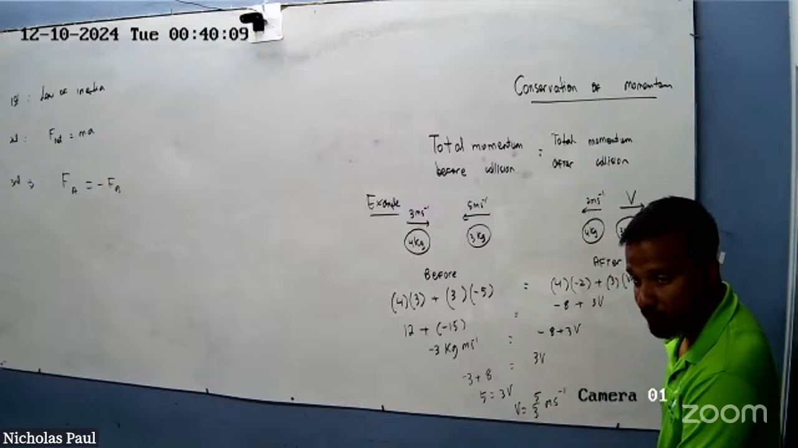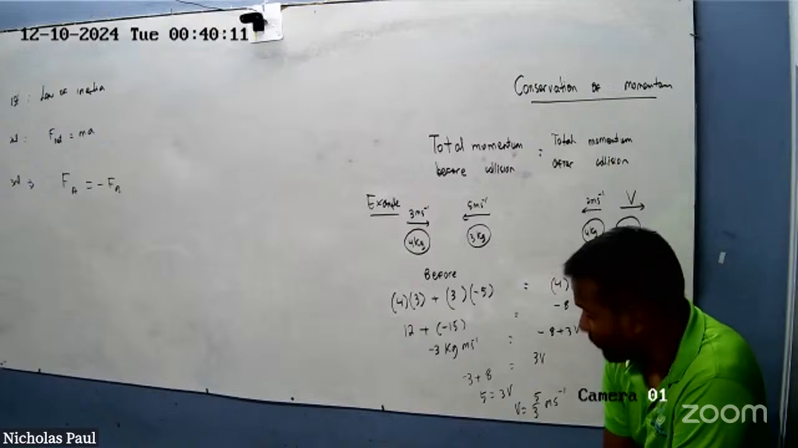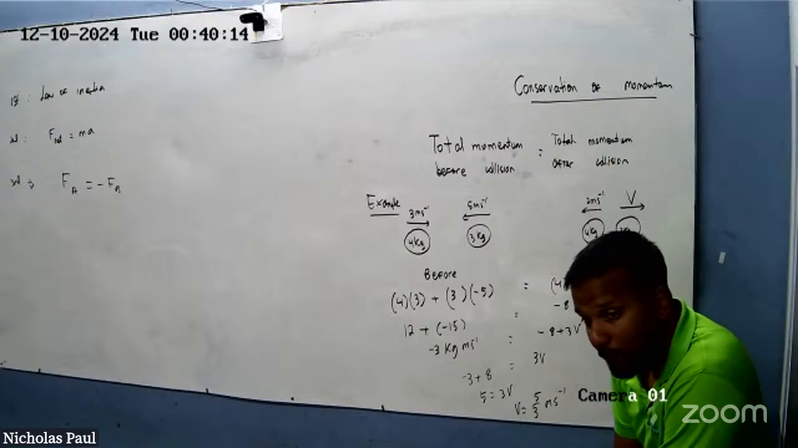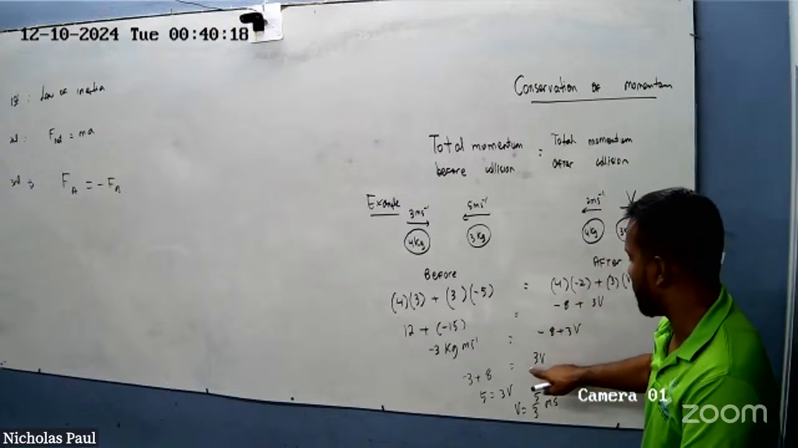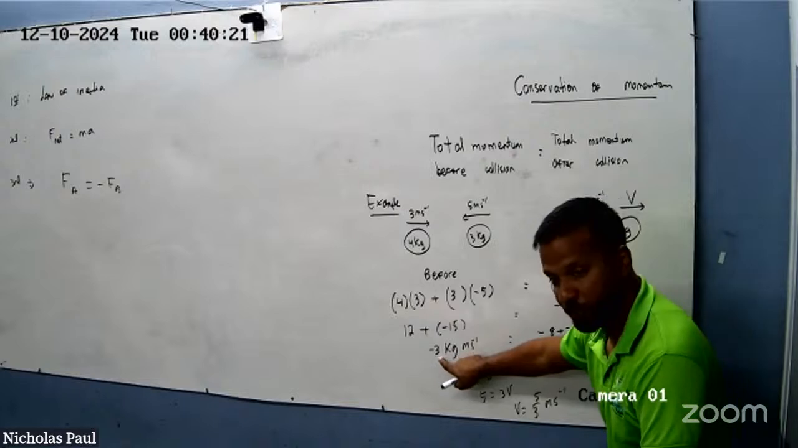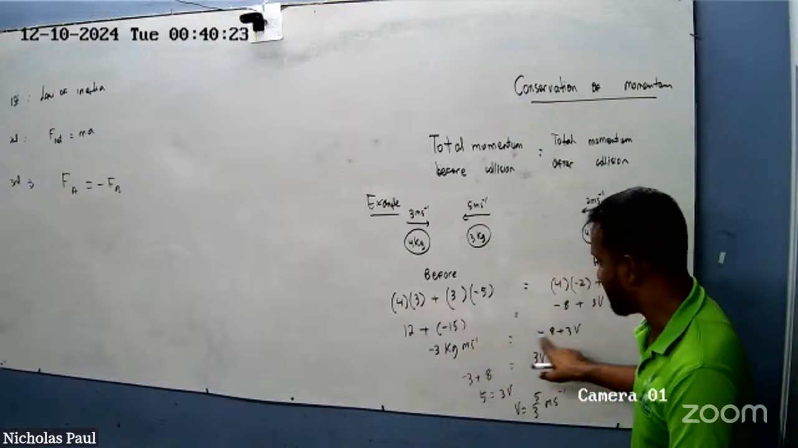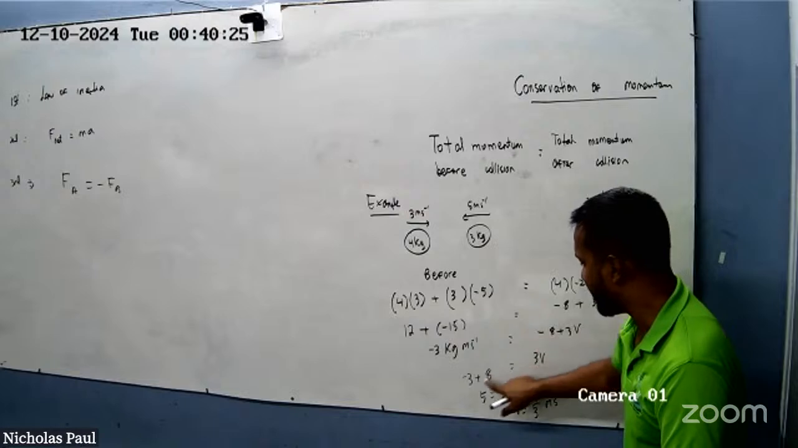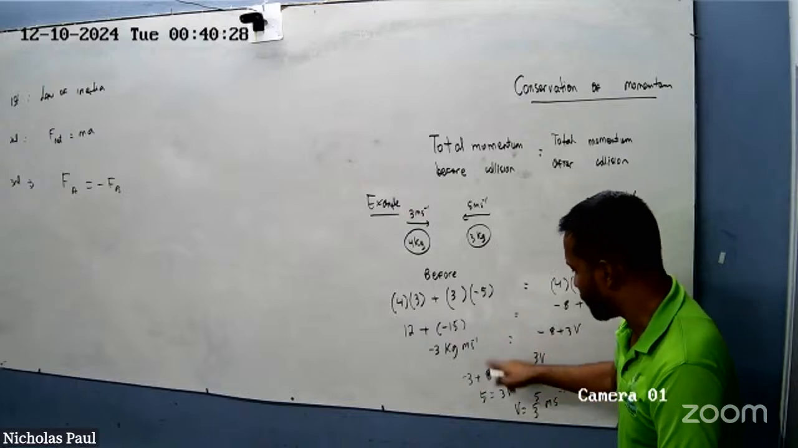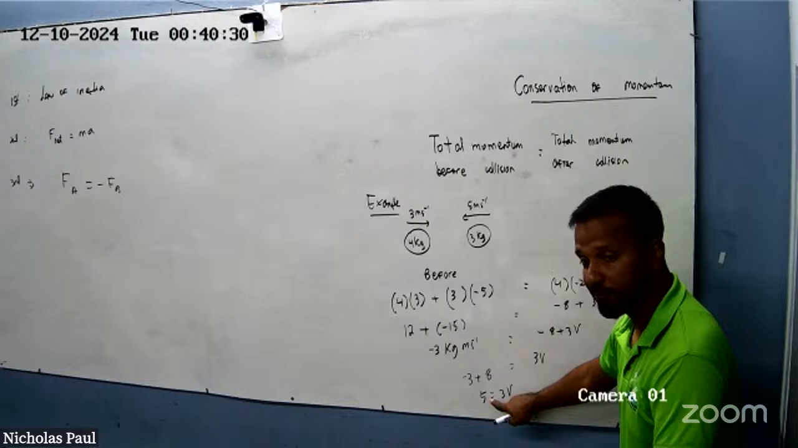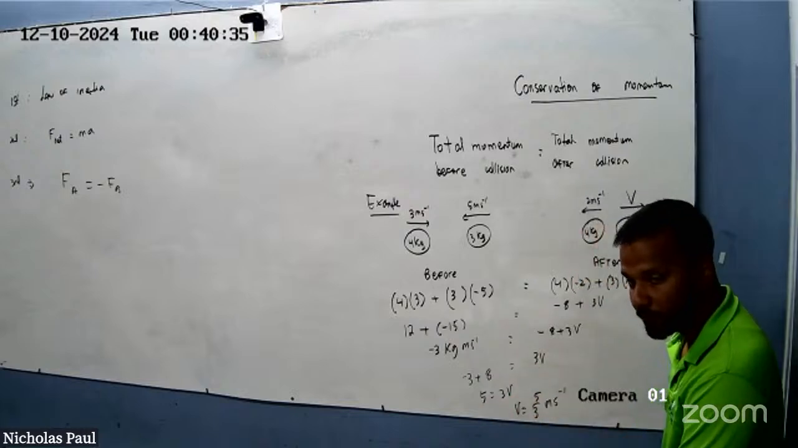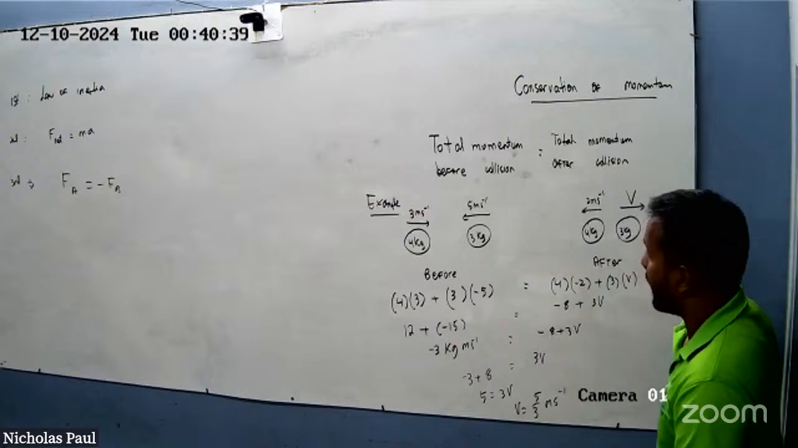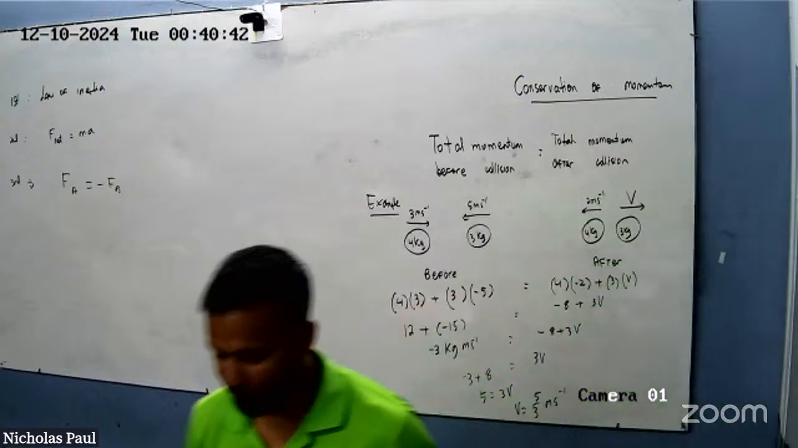Right, Nathan? If I carry across the minus 8, 3 plus minus 8. Sorry, 3 plus 8 because I move it across, it's 5. Then I divide both sides by 3 and I get 5. Okay? Copy it down.